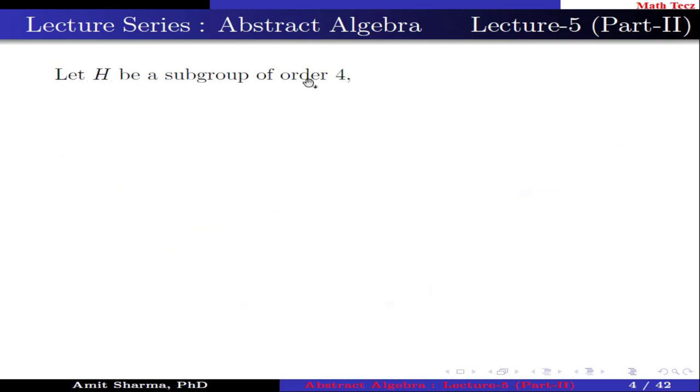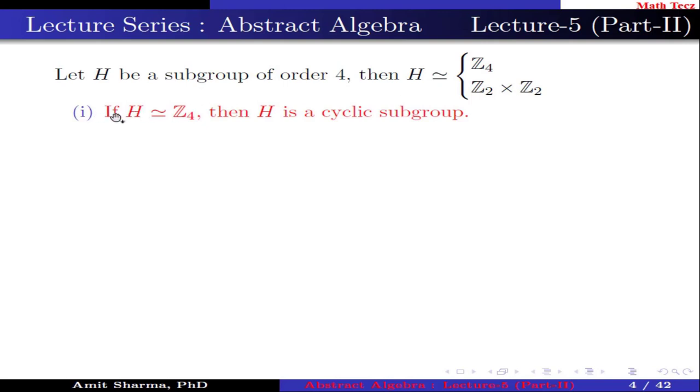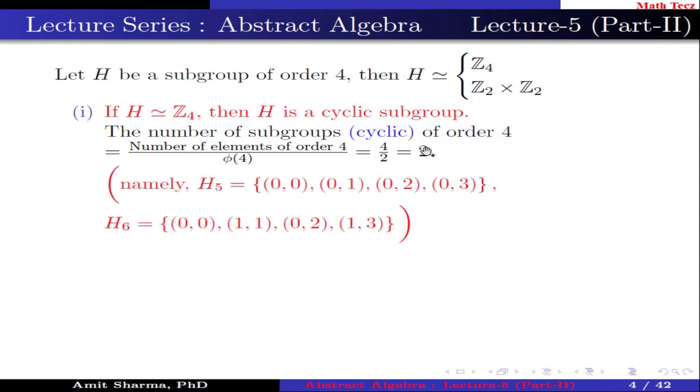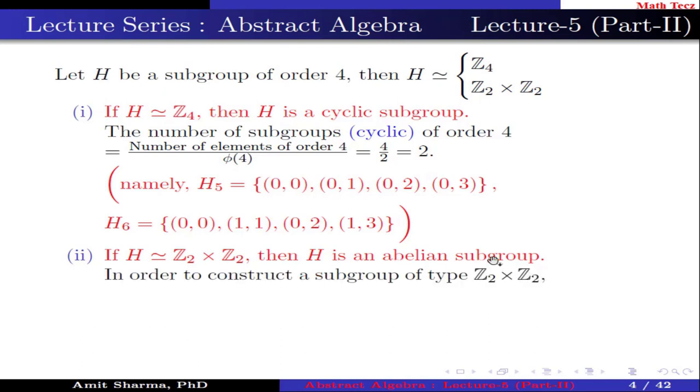Let H be a subgroup of order 4, then H is either isomorphic to Z4 or isomorphic to Z2 cross Z2. Number 1, if H is isomorphic to Z4, then H is a cyclic subgroup. The number of subgroups of order 4, which are cyclic, is equal to the number of elements of order 4 divided by phi of 4, which is equal to 2. And the subgroups are H5, containing the elements (0,0), (0,1), (0,2), (0,3); H6, containing the elements (0,0), (1,1), (0,2), and (1,3).